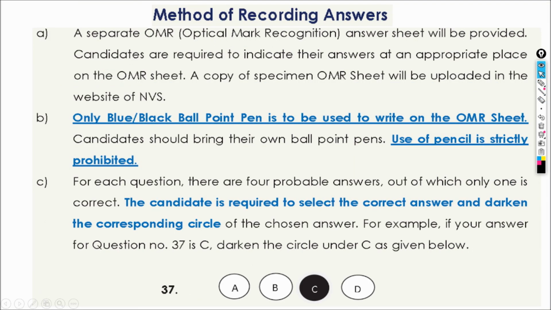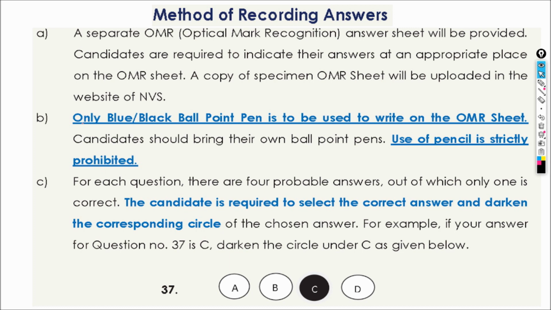Now let us see the method of recording answers. How to record the answer to a given question. See here, a separate OMR, optical mark recognition, answer sheet will be provided. Candidates are required to indicate their answers at an appropriate place on the OMR sheet. So for writing answers, dear students, a separate OMR sheet will be given, and in that OMR sheet, the student has to record his or her answers.